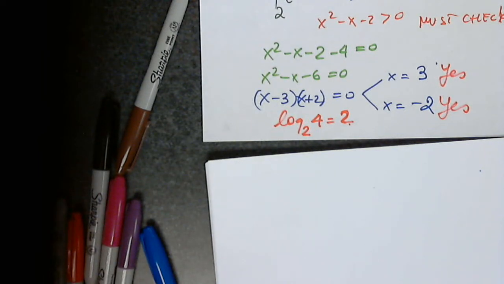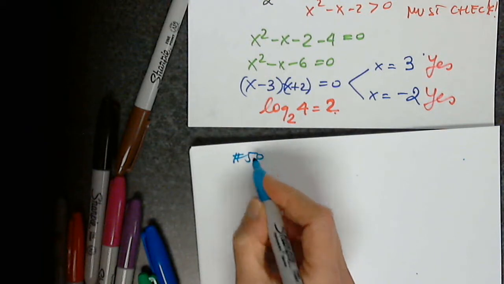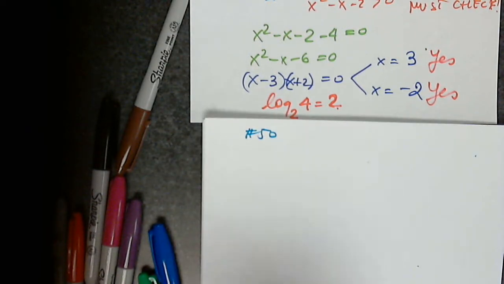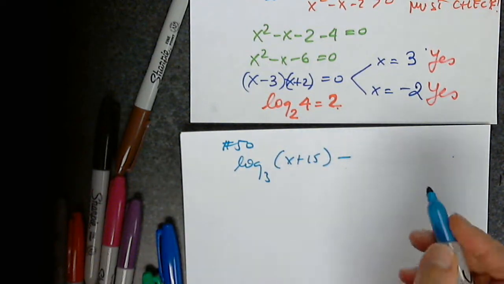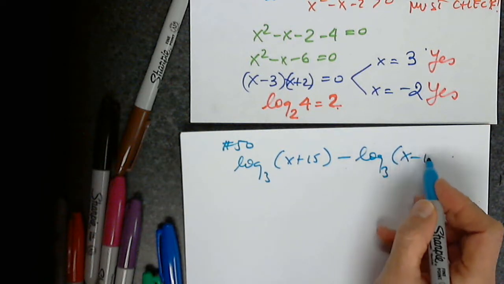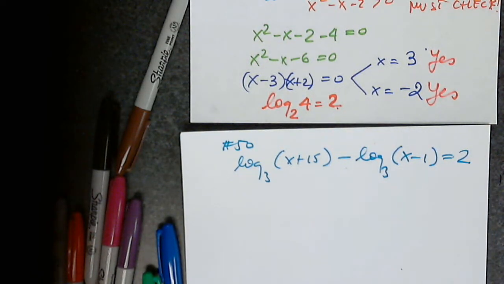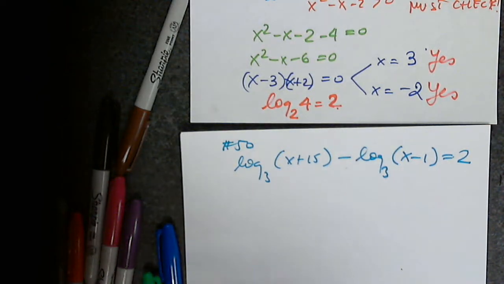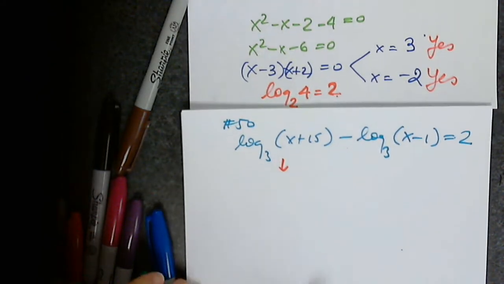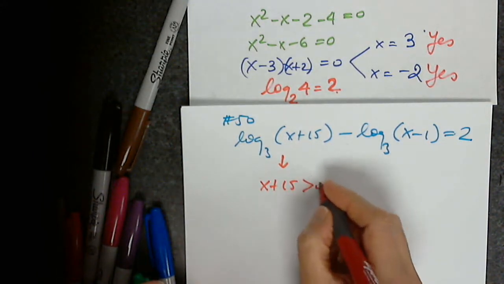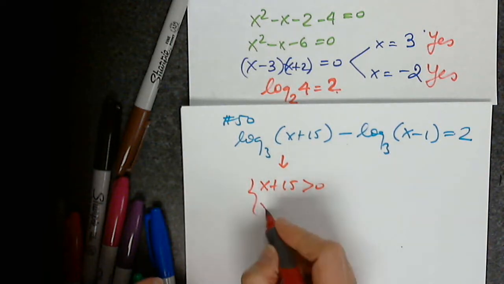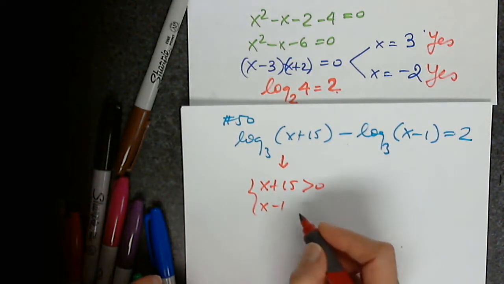Let's take a look at 50. I'll let you choose the next one in a minute. So log base 3 of x plus 15 minus log base 3 of x minus 1 equals 2. You get how many domains? Very good question. Yes. So let's write the domain for the first one. I have to write that x plus 15 must be good. And the domain for the second one, I have to write that x minus 1 must be good.